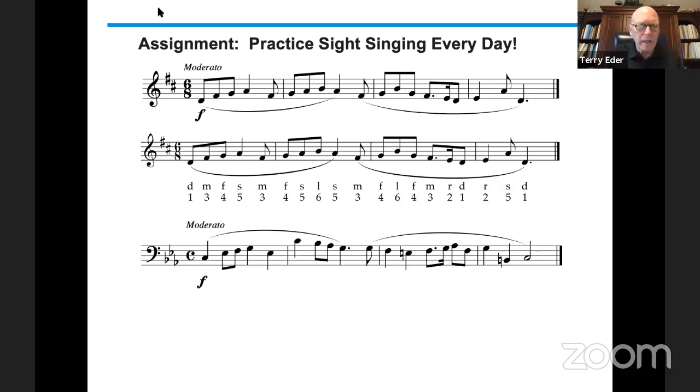Here's the second melody. So this one is in bass clef. And it looks to me like 3 flats. There's a C at the end. It starts on a C. So this has got to be C minor. The 3 flats would indicate either E flat major or C minor.